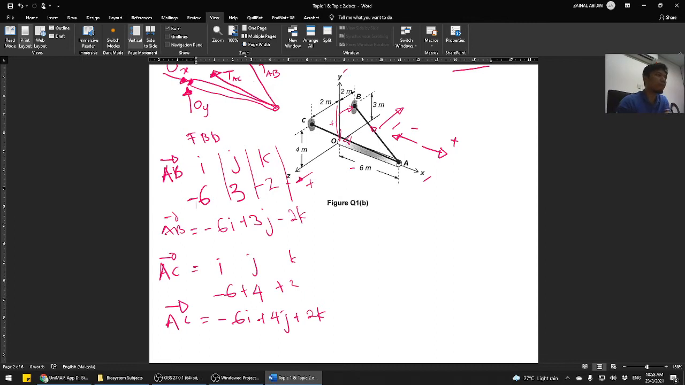Then from this vector, how to know not the tension, but the distance between A and point B, the distance of that cable? We have a formula to apply. Let me find the AB first. The distance of that cable AB. Bear in mind the symbol here: AB, with an arrow over the letters, we call it a vector. Without that, we call it a distance.